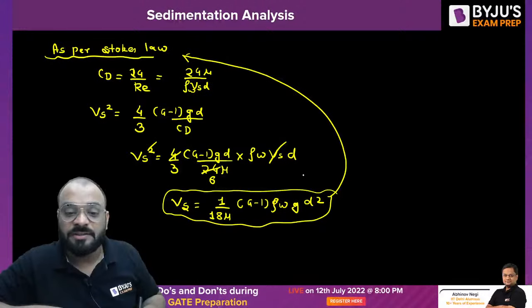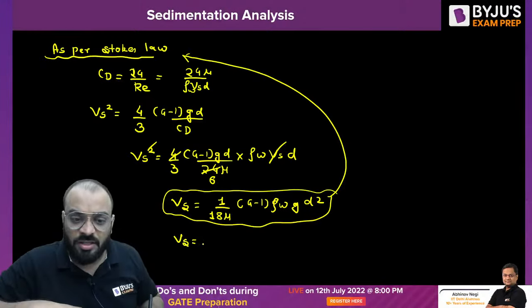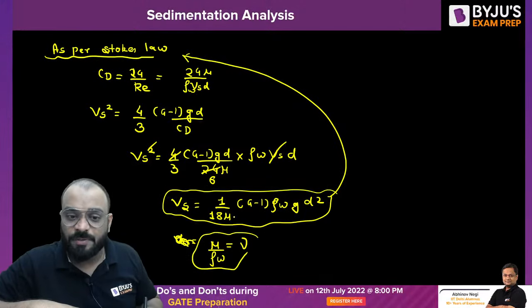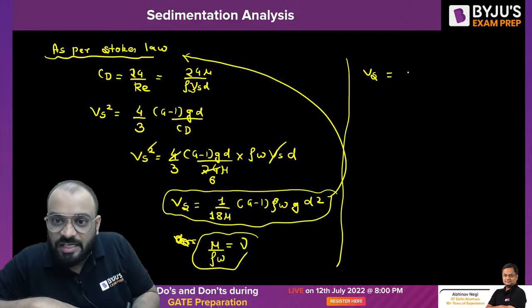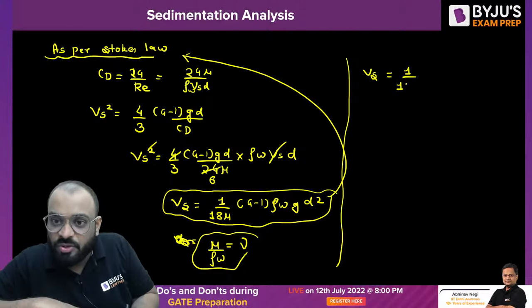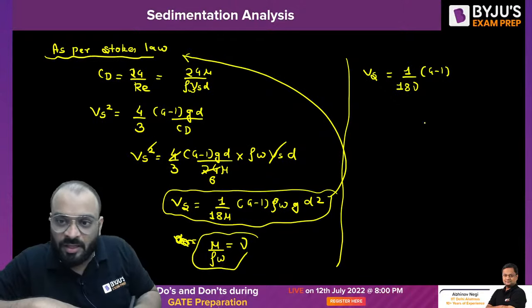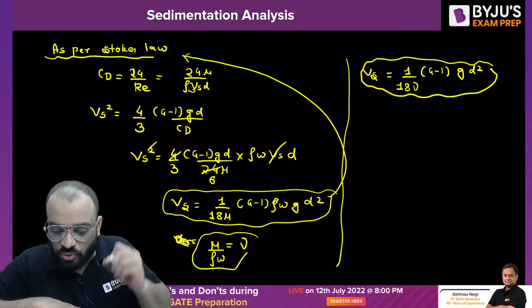Now guys, you can see here, if I want to change it in terms of kinematic viscosity, how can you write it? You know that guys, the dynamic viscosity divided by density of water is written as kinematic viscosity. So you can convert this particular expression in terms of kinematic viscosity also. So we can write settling velocity is equal to 1 by 18, you can divide mu by rho w. So ultimately it will become nu, kinematic viscosity, bracket G minus 1 into g into d square. So this is another way by which we can represent the Stokes law.